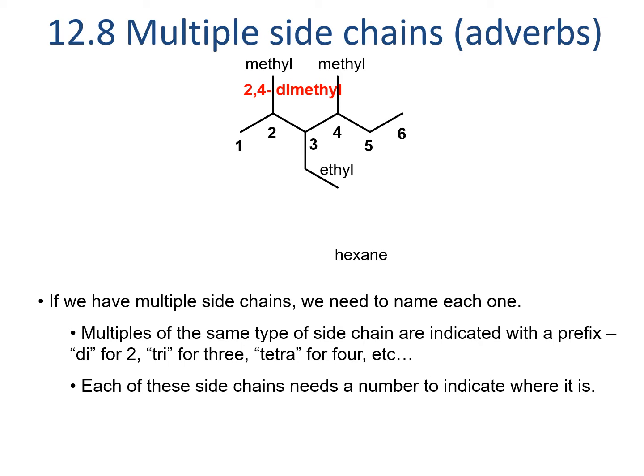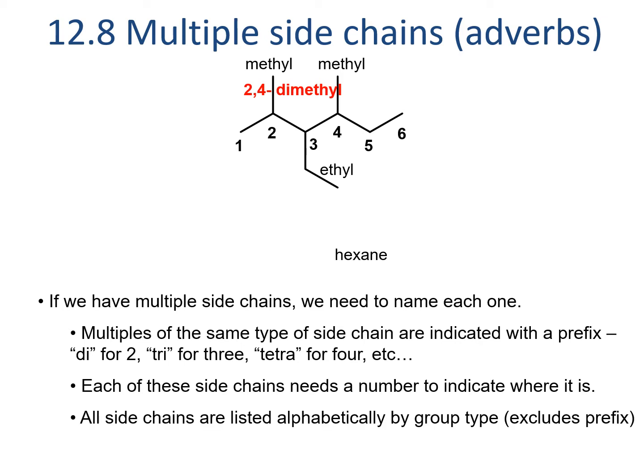At this point, we have all of the side chains identified, so now we just need to know how to list them. We're always going to list the side chains in alphabetical order based on the name of the side chain, ignoring the prefixes. This means that ethyl will always be listed before methyl, even in cases of dimethyl, because it's the E before the M, we're not comparing it to the D of di. So we'll list 3-ethyl first, and then we'll list 2,4-dimethyl.